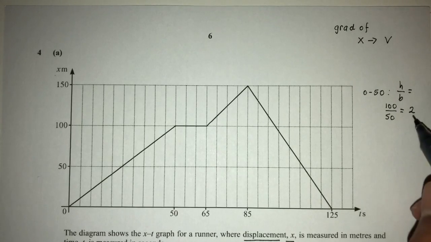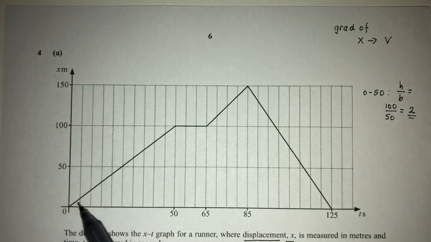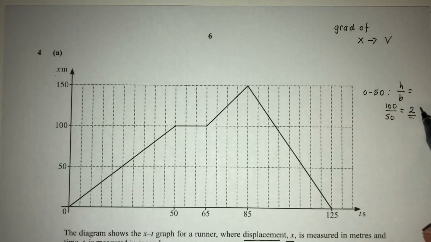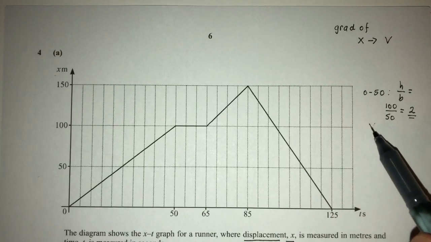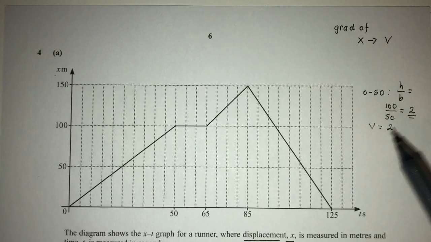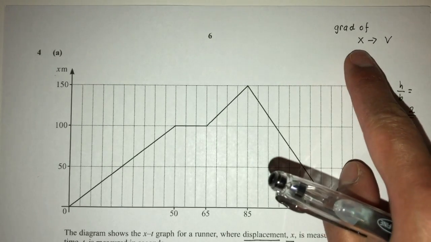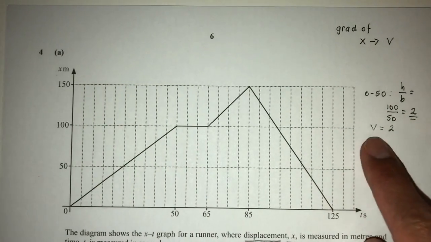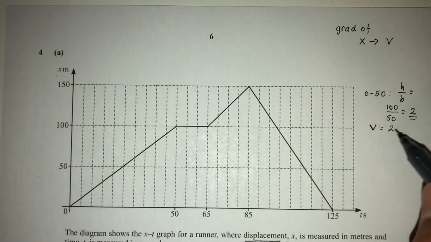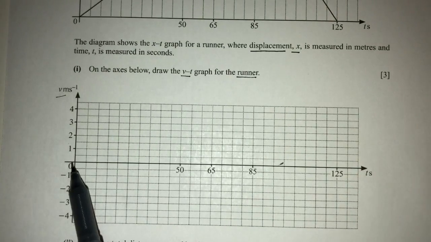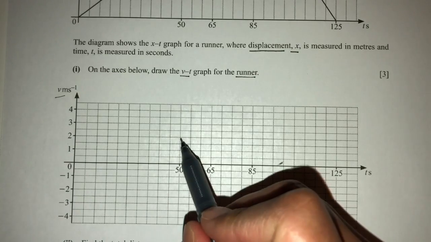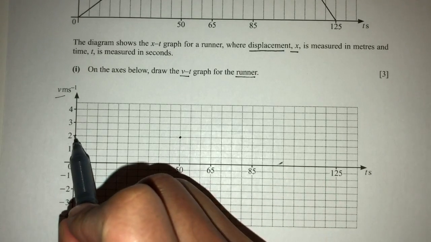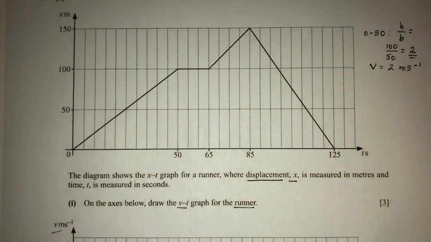So it is 2. The gradient of this line is 2, which means the velocity is 2. As we know, the gradient of the displacement graph is equal to the velocity, so from 0 to 50 the velocity is 2 meters per second. Let's mark this here for now.